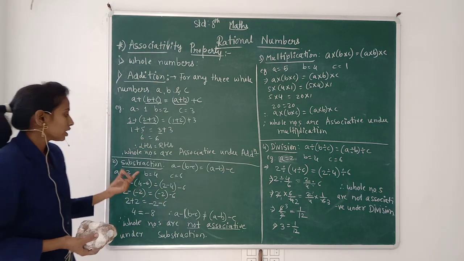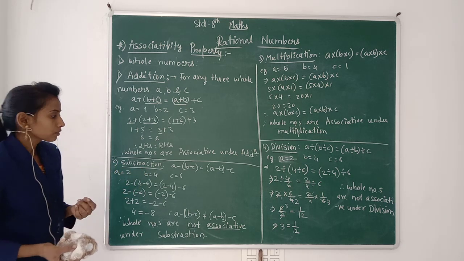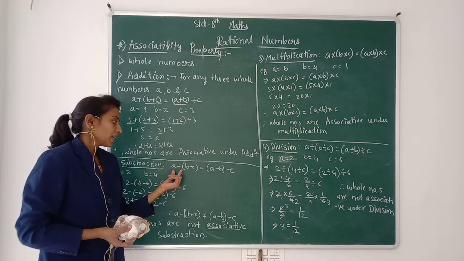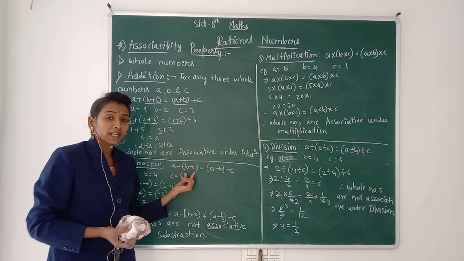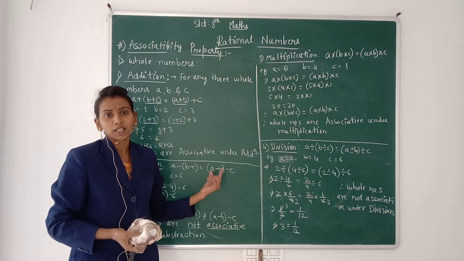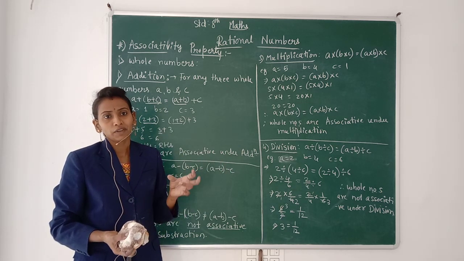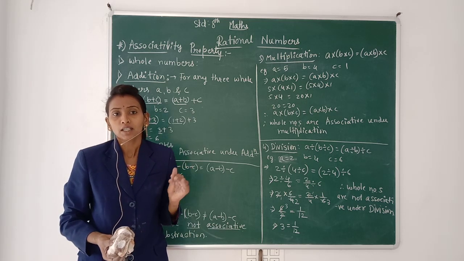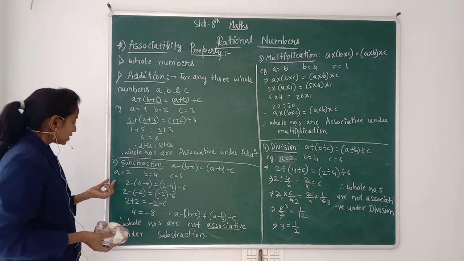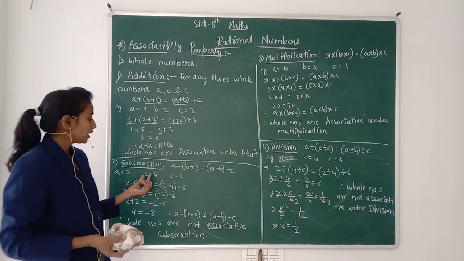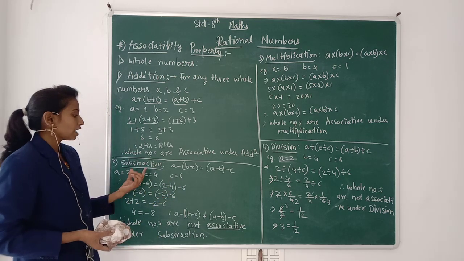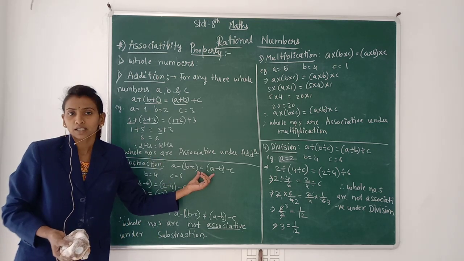Same again for subtraction we will see. For the subtraction associative property, what does it tell? A minus in the bracket B minus C is equal to in the bracket A minus B, minus C. Whether both LHS and RHS become the same or not, we will check with the help of an example. So A I have taken 2, B I have taken 4 and C I have taken 6. Now put the values of A, B, C in this relation.